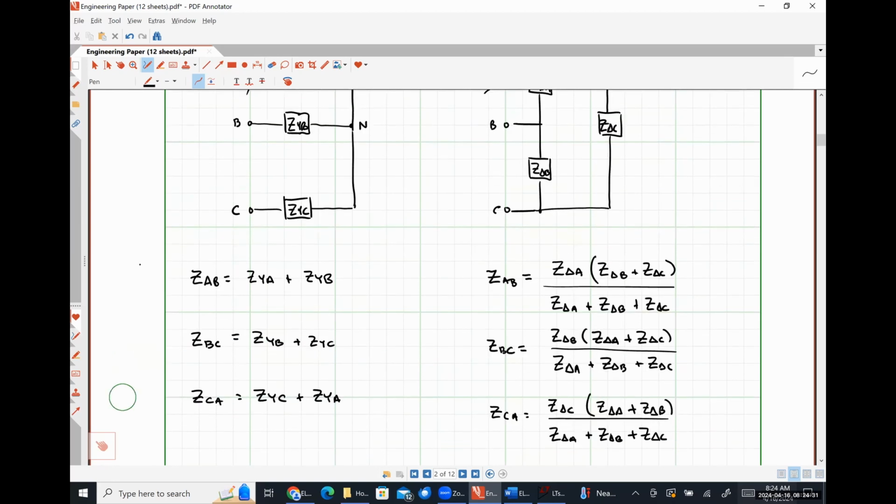That means that the impedance seen between A and B of the Y-connected network has to be equal to the impedance seen between A and B of the delta-connected network, and so on and so forth. So we would just set these equal to each other, these equal to each other, and these equal to each other, and then see what shakes out. Now, the algebra involved in seeing what shakes out is extraordinarily gross. So I'm not going to make you guys suffer through that.